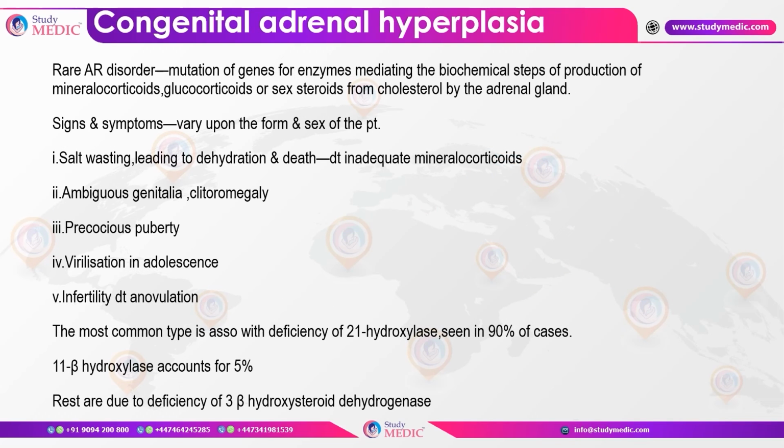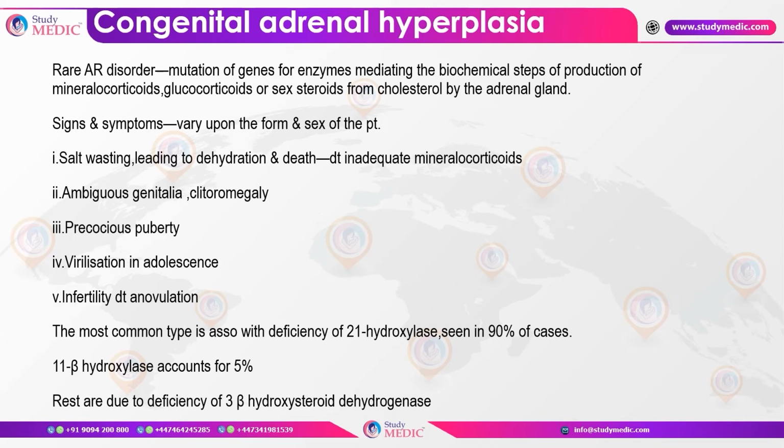Next, coming to congenital adrenal hyperplasia. A lot of questions are asked on this. So remember, what is congenital adrenal hyperplasia? It is basically a rare autosomal recessive disease, and it is because there is deficiency of some of the enzymes which bring about production of mineralocorticoids and glucocorticoids in the adrenal gland.